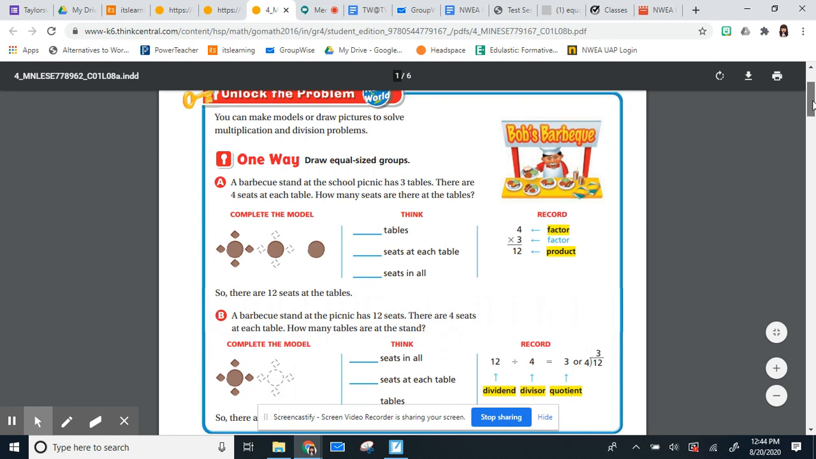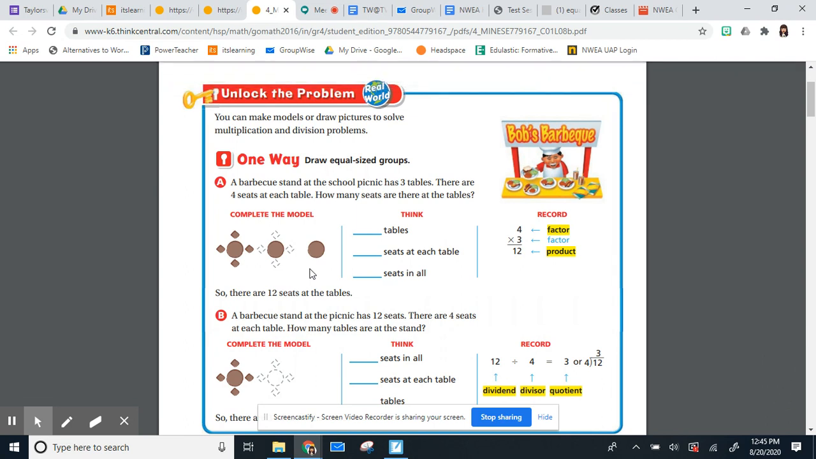All right, so you can make models or draw pictures to solve multiplication and division problems. So you started learning your math facts back in third grade, but it's been a long time and maybe you forgot some of your math facts, and this is a great way to help you solve it. So we have a model here. We've got 3 tables and there are 4 seats at each table.